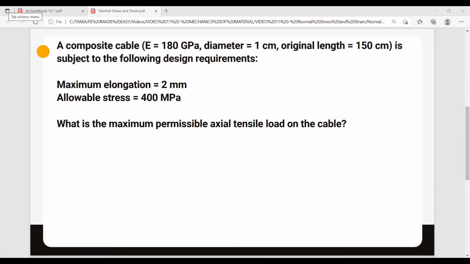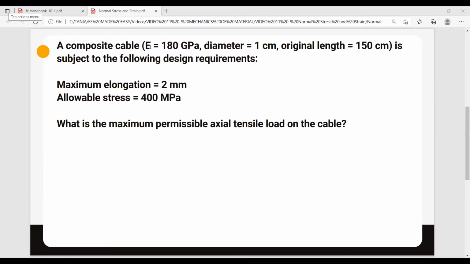A composite cable with modulus of elasticity 180 gigapascals, diameter 1 centimeter, and original length 150 centimeters is subject to the following design requirements. Maximum elongation is 2 millimeters and allowable stress 400 megapascals. What is the maximum permissible axial tensile load on the cable? So we have to calculate the maximum load where these two conditions are met.